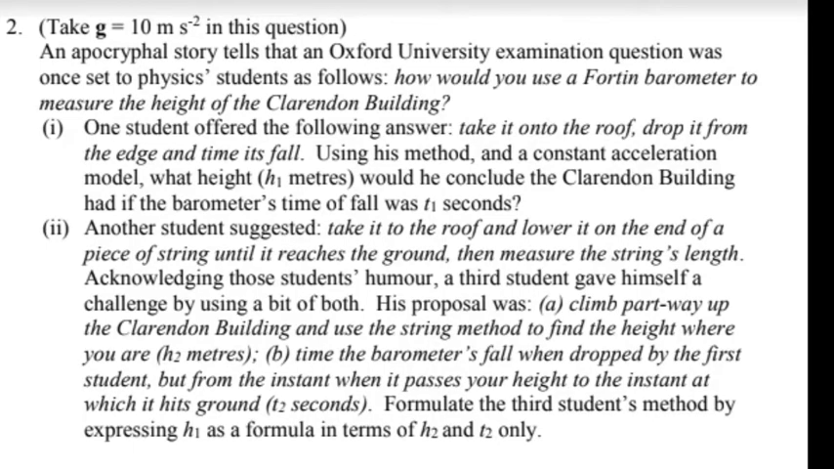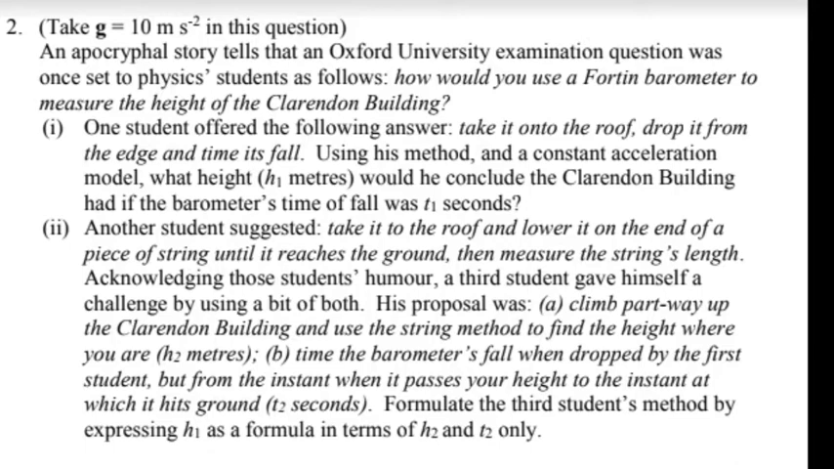Tells us that an Oxford University examination question was once set to physics students as follows. How would you use a Fortin barometer to measure the height of the Clarendon Building? Okay, so I guess one thing this question's just asking you to do from the beginning is try and dismiss things outright. You don't need to know what a Fortin barometer is, or what the Clarendon Building is, or what an, I can't even pronounce it, apocryphal story is. Don't need to know what any of that is really for this problem.